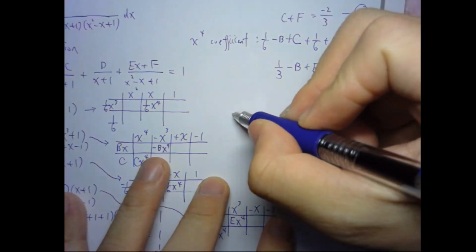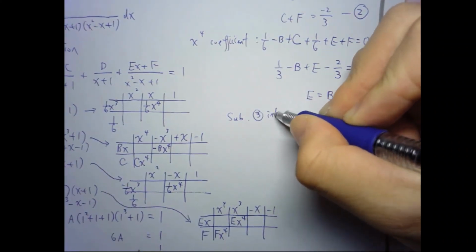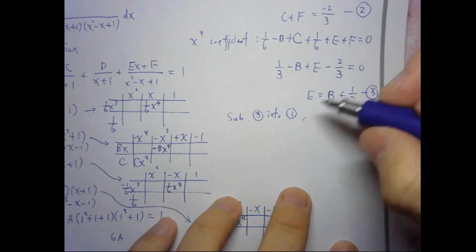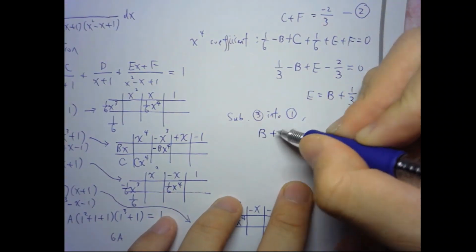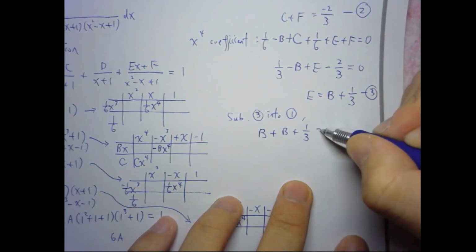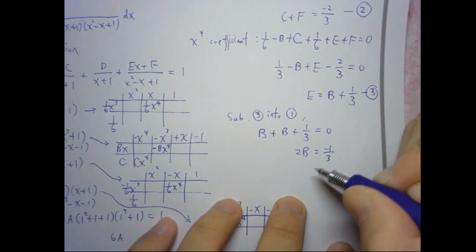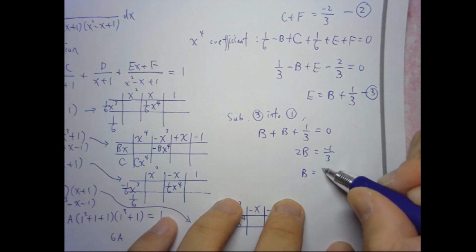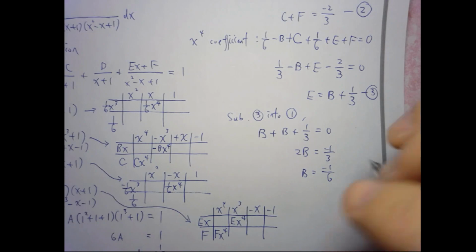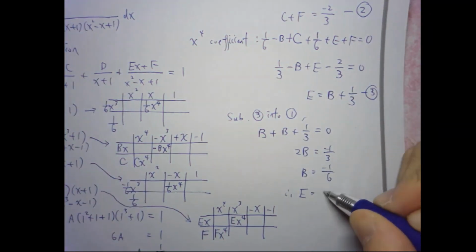Okay, so we substitute 3 into 1, which is b plus 1 over 3 equals 0. So 2b equals negative 1/3, and then b is equal to negative 1 over 6. And then we can immediately solve for e. e is 1 over 6.